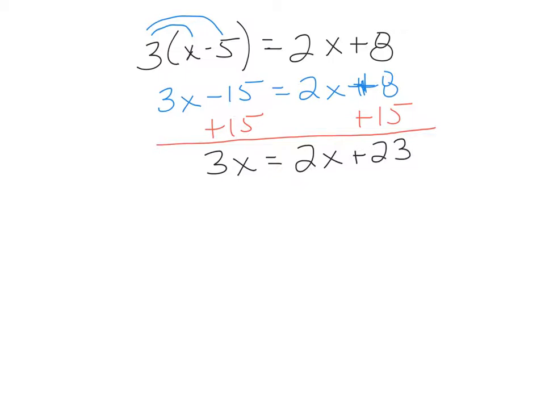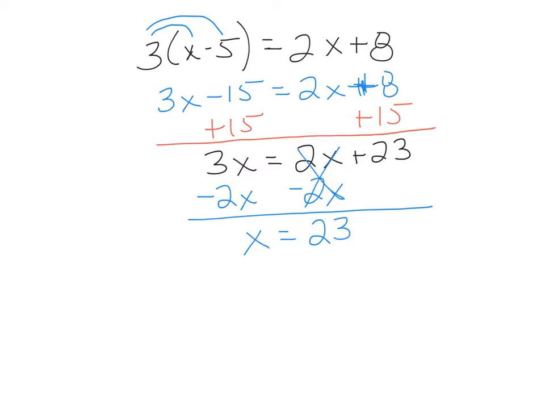I'm going to continue now for my next step. I'm going to subtract 2x from both sides. So if I subtract 2x from the right-hand side, I have to subtract 2x from the left-hand side. Simplifying the left-hand side, I'm just left with x, or 1x I could say. On the right-hand side, 2x minus 2x cancels. I'm just left with x is equal to 23.